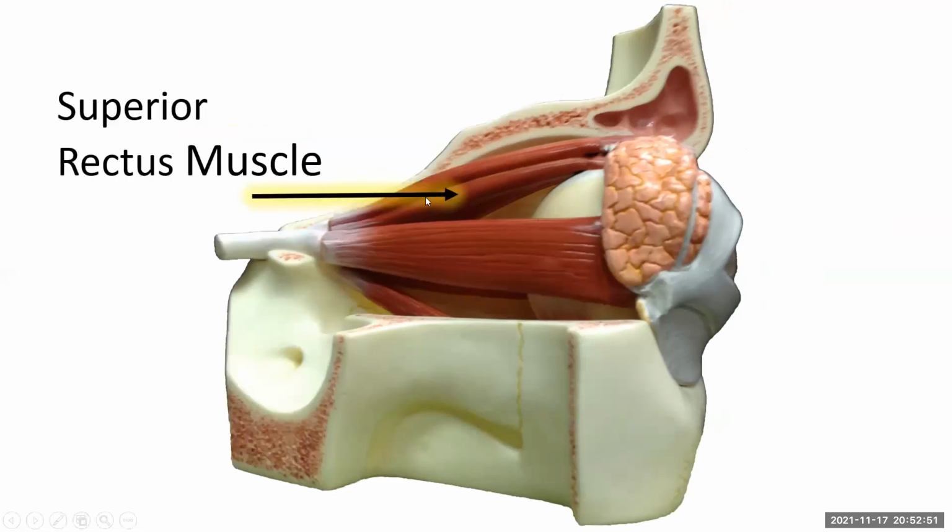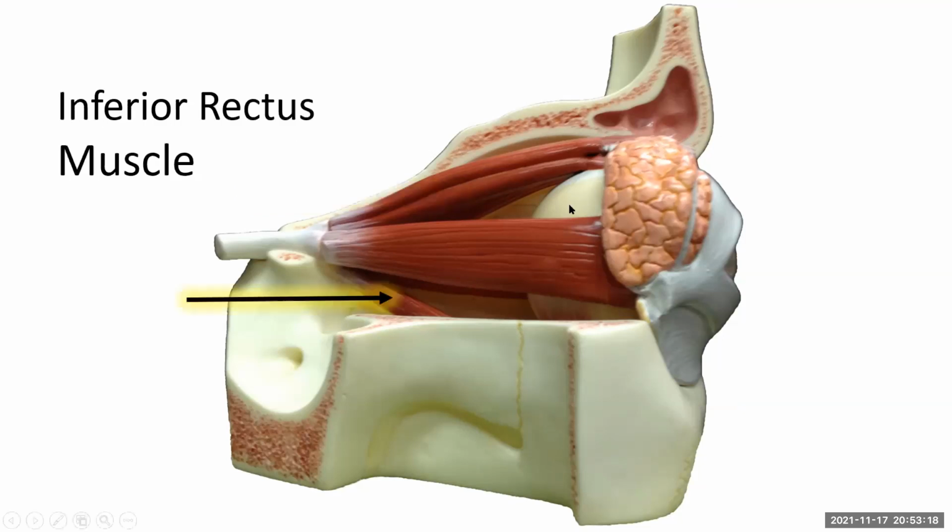So just below the levator palpebrae superioris is the superior rectus muscle. When you contract that muscle, you look up. That is the superior rectus muscle. And it is controlled by the oculomotor nerve, which is cranial nerve number 3.